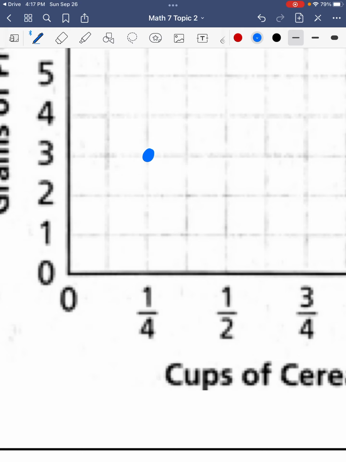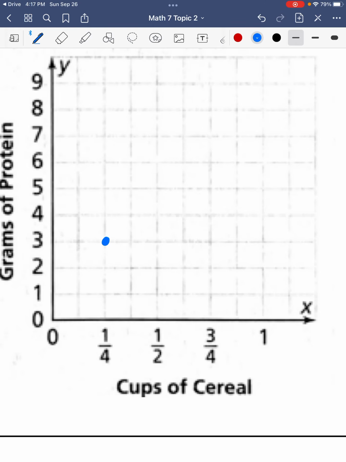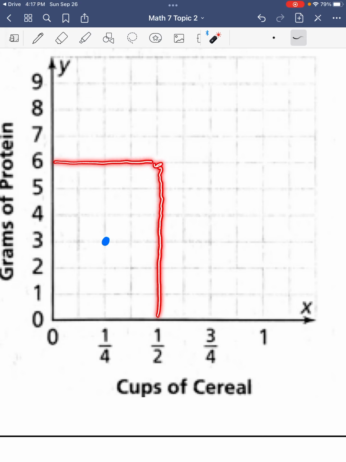Okay. Our next value in our table is 1/2 and 6. So I'm going to see where those two meet. So 1/2 is here, and it goes all the way up to there, and then 6 goes all the way to there. So right there, that's going to be the point that I plot.